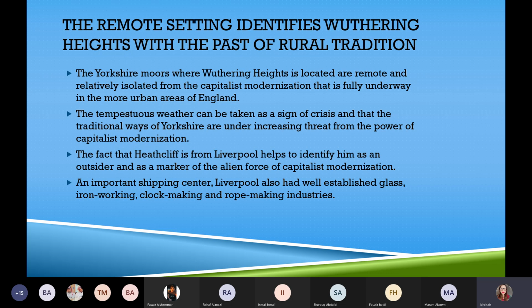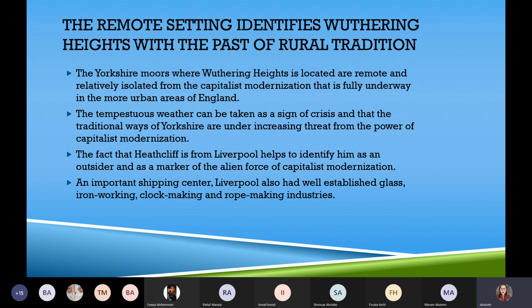He's marked as an outsider. He's a force of capitalist modernization. And of course, he's going to be rejected, and he's going to be what? He's going to be resisted. And that is natural. All kinds of traditional societies that ultimately changed, they probably met the change at the beginning not with arms wide open. They resisted that change, but ultimately they had to surrender to it.